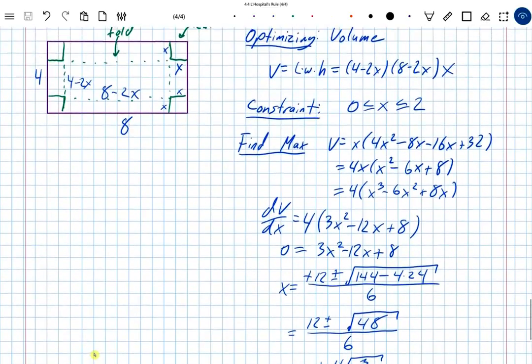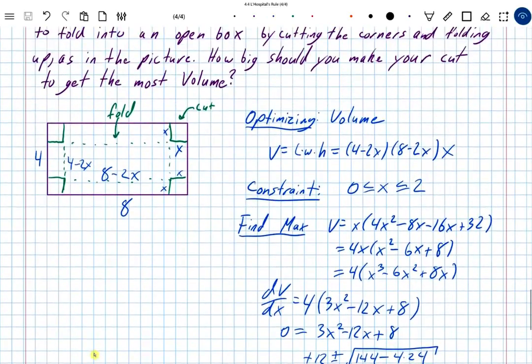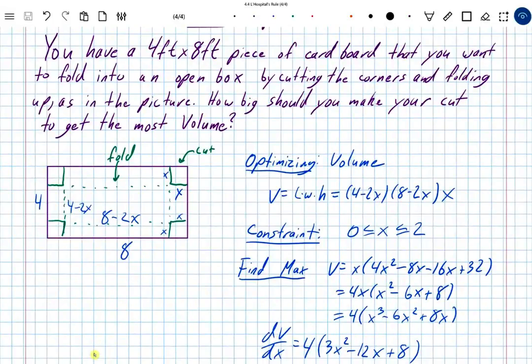This one didn't really need too much of a constraint, but this is a classic example. You see it in almost every textbook somewhere.